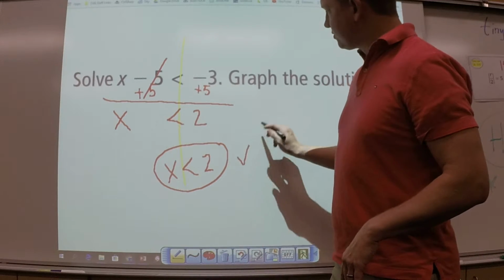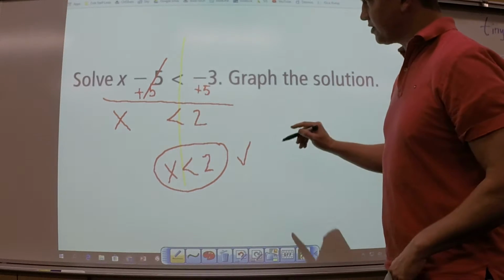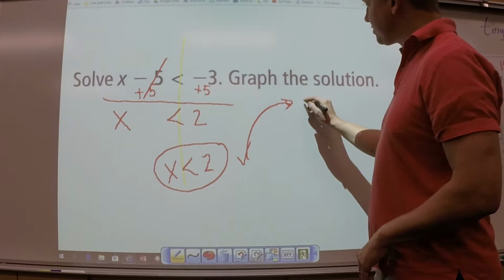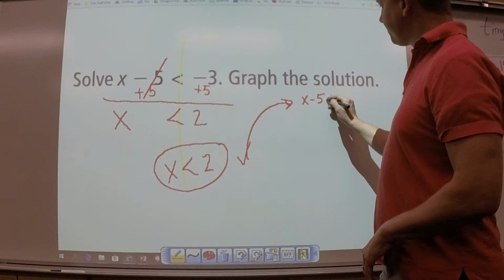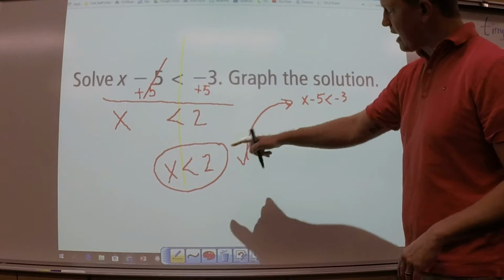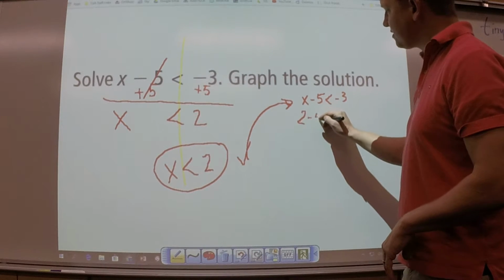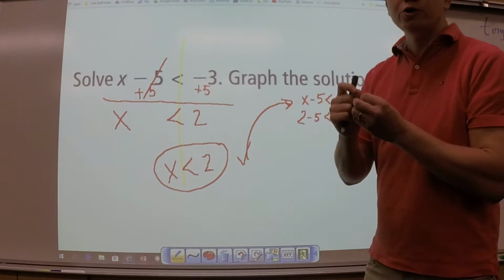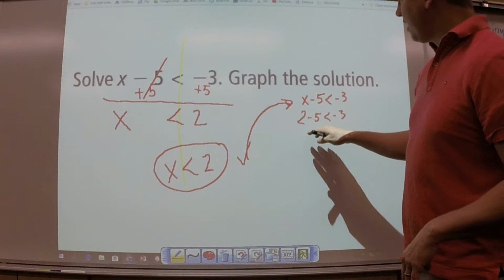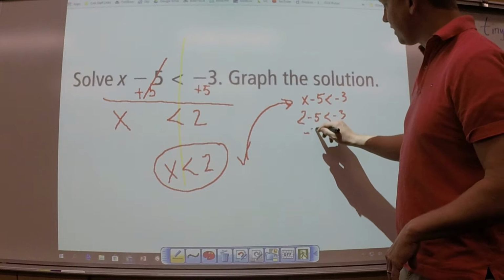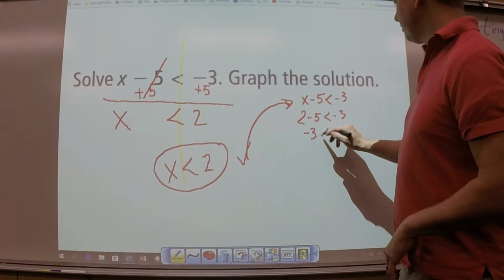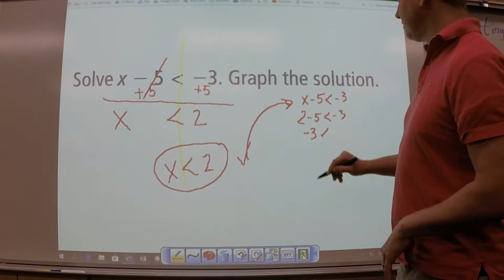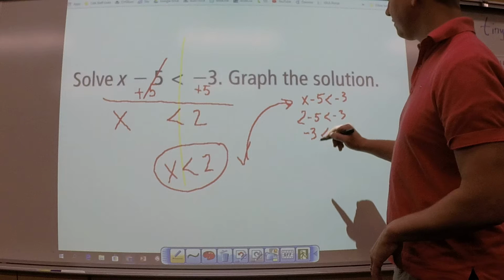All right. So check. It does work. You could actually check your solution to see if it works by plugging it back into the original. Here's my original. And I can plug that back in, and I could put it right here, 2 minus 5. And I ask myself, does that make it a true statement? It says 2 minus 5 would be negative 3.